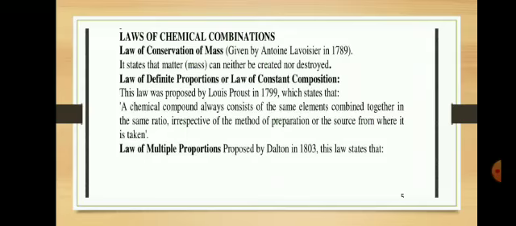Laws of chemical combinations. Law of conservation of mass, given by Antoine Lavoisier in 1789. It states that matter or mass can neither be created nor be destroyed. Law of definite proportions or law of constant composition. This law was proposed by Louis Proust in 1799, which states that a chemical compound always consists of the same elements combined together in the same ratio, irrespective of the method of formation or the source from where it is taken. Law of multiple proportions, proposed by Dalton in 1803.